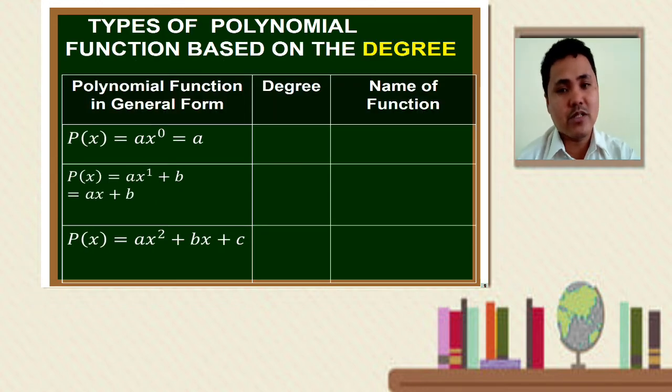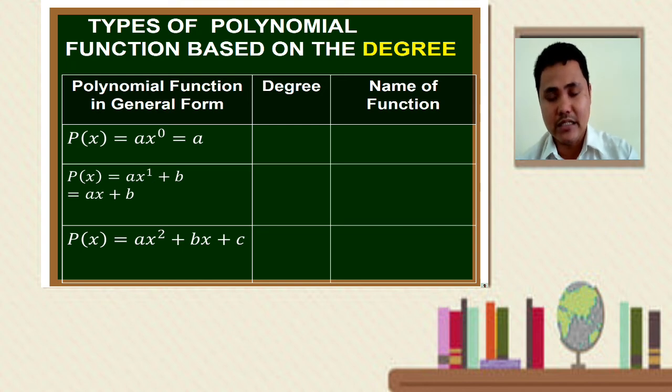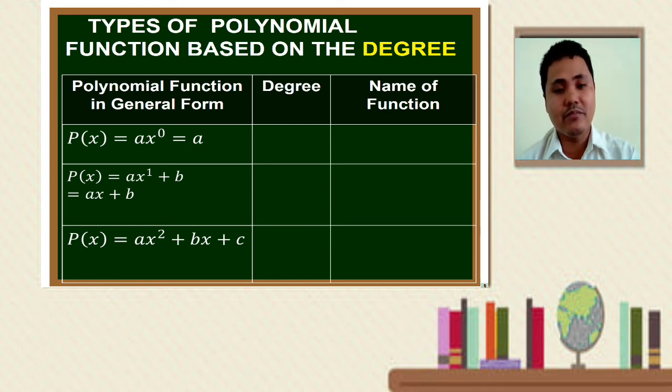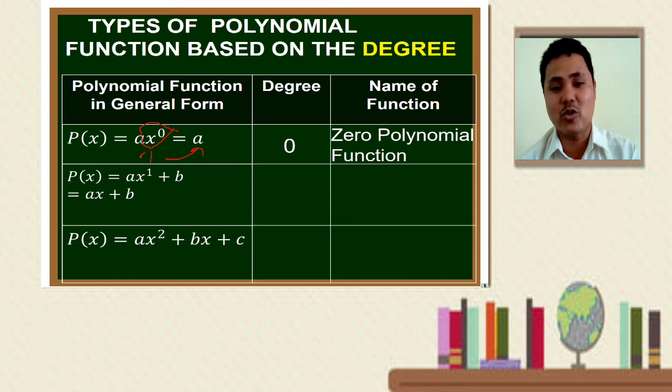So we have types of polynomial function based on the degree. We know that the degree of a polynomial function refers to the highest power of the variable. So we start with p of x equals ax raised to the power of 0, which is then equal to a. Why? Because any number or any variable raised to the power of 0 is equivalent to 1. So that is 1. No? So a times 1, so that is equal to a. So the degree is 0, and the name of the function is zero polynomial function.